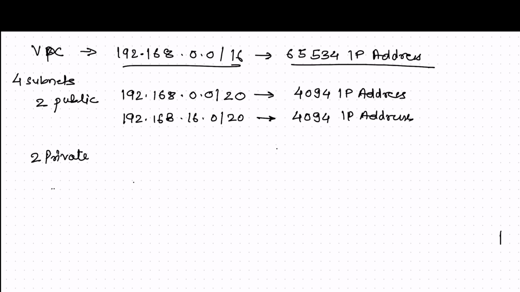Now to create private subnets, we are going to use a smaller CIDR, which will provide fewer IP addresses for this demo, to understand this problem. So we are going to create 192.168.32.0/24, which is going to provide only 254 IP addresses. And the other one is 192.168.33.0/24, which again is going to provide 254 addresses. So we have 2 private and 2 public subnets.